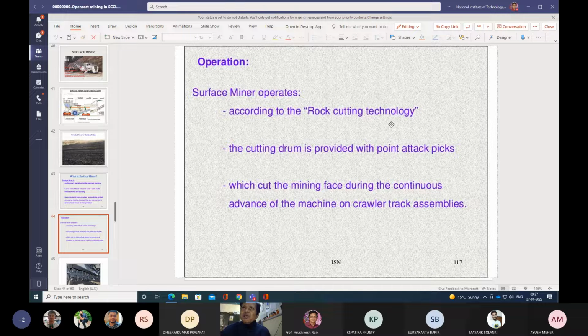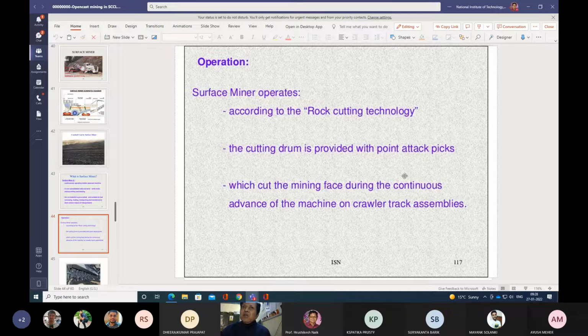So which rock can be cut? Calculate the cuttability of the rock. So according to the rock cutting technology, whether the rock can be cut or not will be determined first. If the rock is cuttable, if the cuttability index of the rock or coal is suitable, then only you can go for surface mining operation.